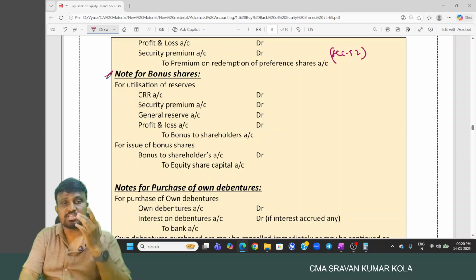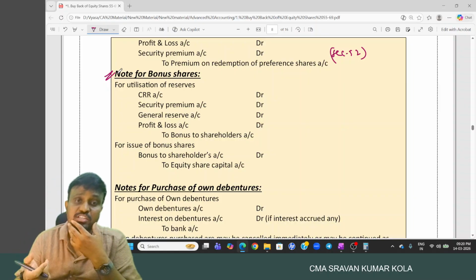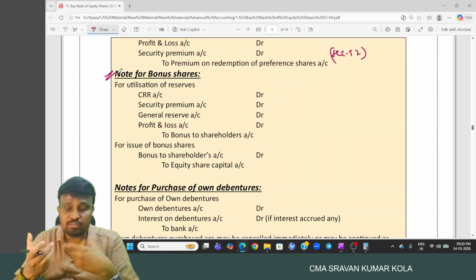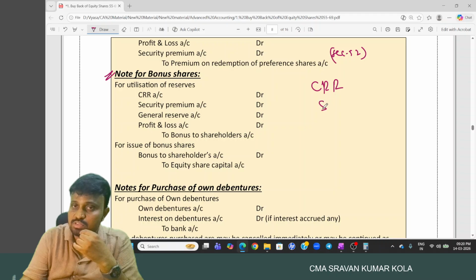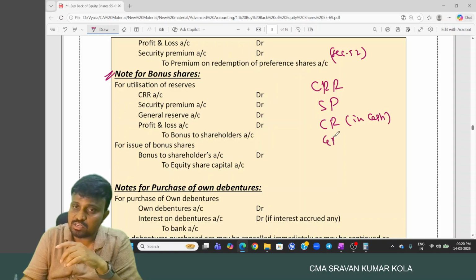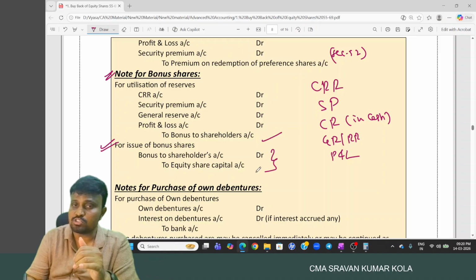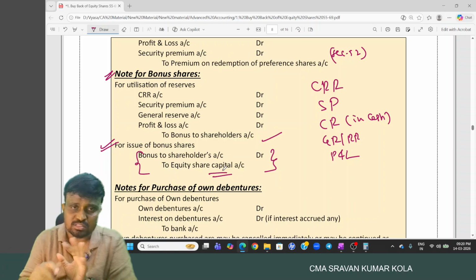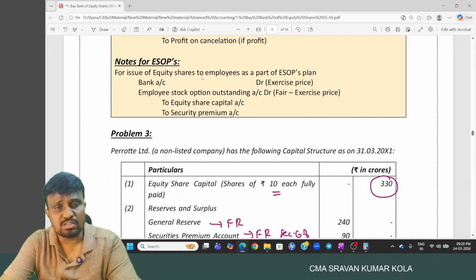Bonus shares are generally issued by the company free of cost, and we also call it capitalization of profits, meaning utilization of free reserves. For this we write the entry. Which resources can we use? CRR, we can use security premium, capital reserve realized in cash, general reserve or revenue reserve, and profit and loss account. This is the order we have to follow. So CRR account debited, security premium, capital reserve if any, general reserve, profit and loss, to bonus to shareholders. For issue of bonus shares, bonus to shareholders account debited to equity share capital account. This is simple, and you already have this point in foundation. Okay.